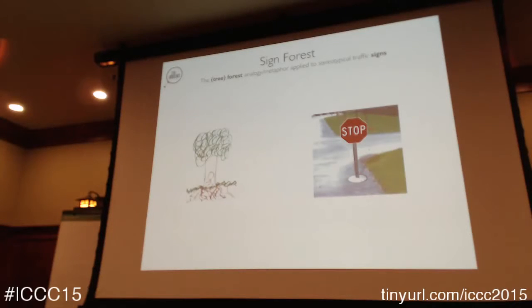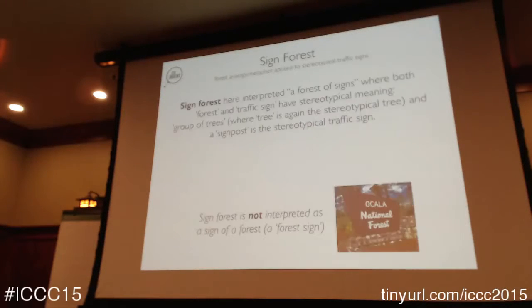Like when you say pet, you think about cats and dogs and not snakes. So we are going to think about how to solve this, how to create this blend, where the input is this idea of having a stereotypical representation of the concepts being mentioned, which is the traffic sign and the forest. So the sign forest here is interpreted not as forest sign, but as a group of signs that are together. And then the signpost we consider is the stereotypical traffic sign.